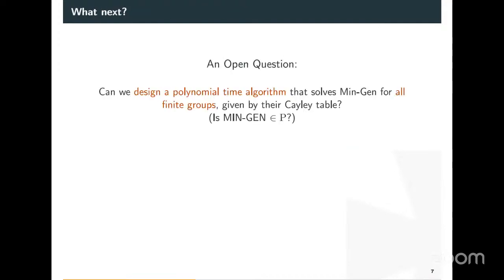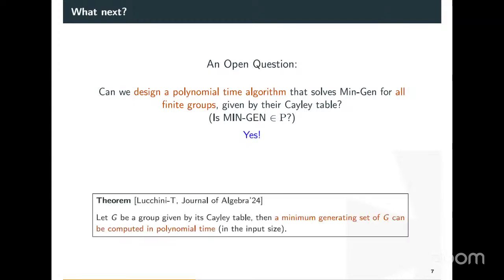But the following question was still open: can we design a polynomial time algorithm for an arbitrary finite group given by its Cayley table? What we have shown is the following: we have a polynomial time algorithm that can compute a minimum size generating set for the group. So this theorem also finds one minimum possible generating set. It also solves the search version of the problem.